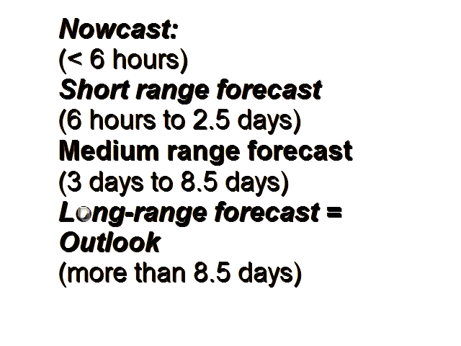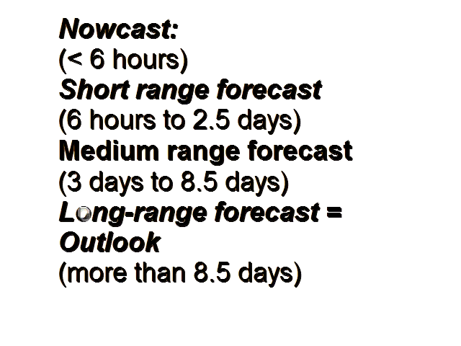We also differentiate various types of forecasts. The nowcast is a very short-range forecast, typically for less than 6 hours. It's based on an interpretation of surface observations, satellite and radar images. It's typically based on the steady state method. The short-range forecast aims at a period from 6 hours to 2.5 days.